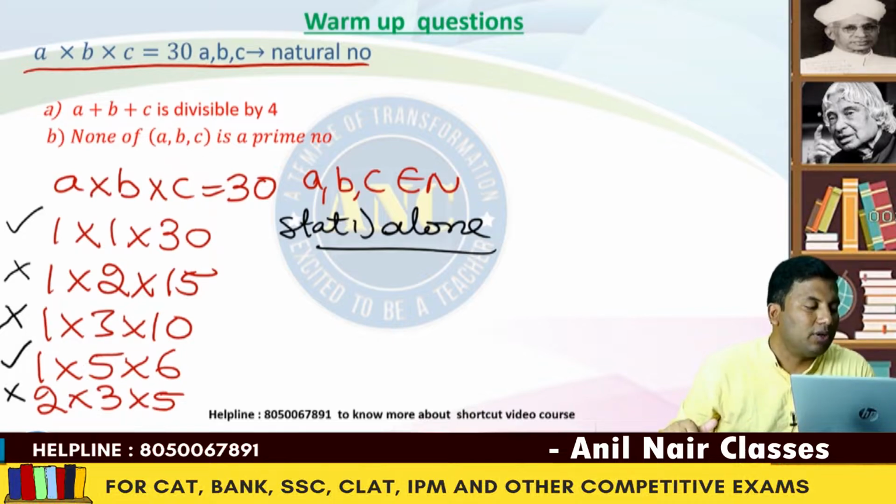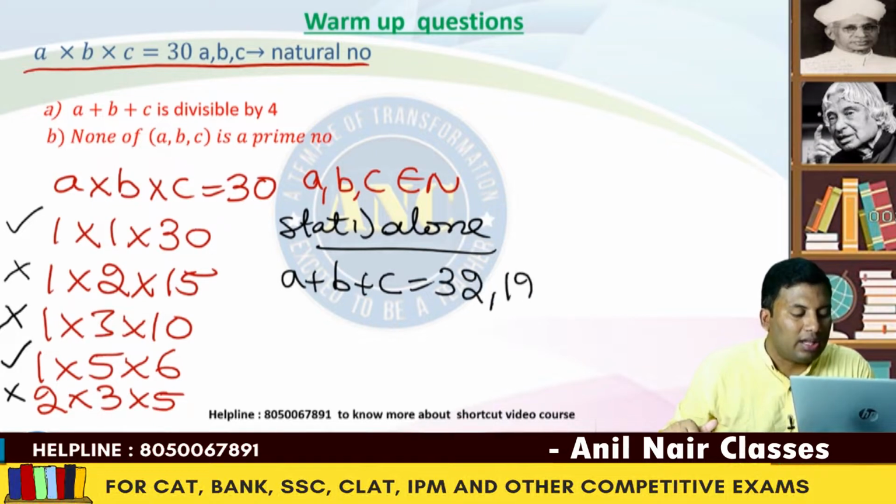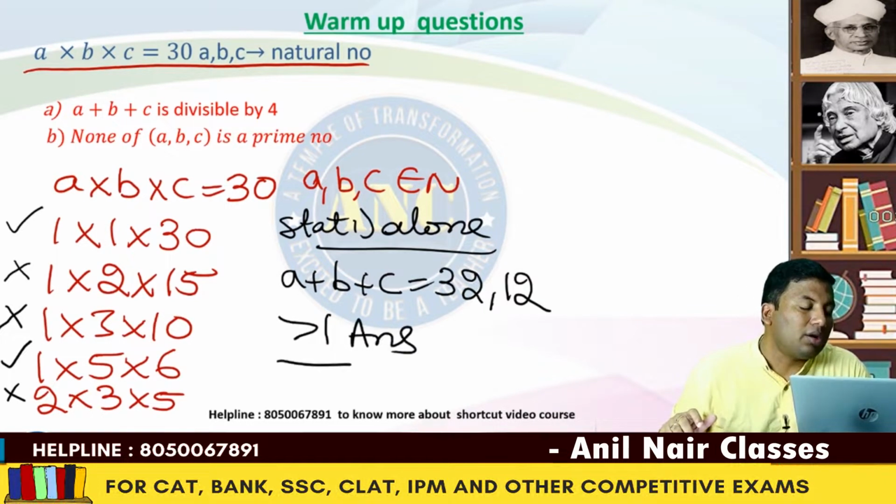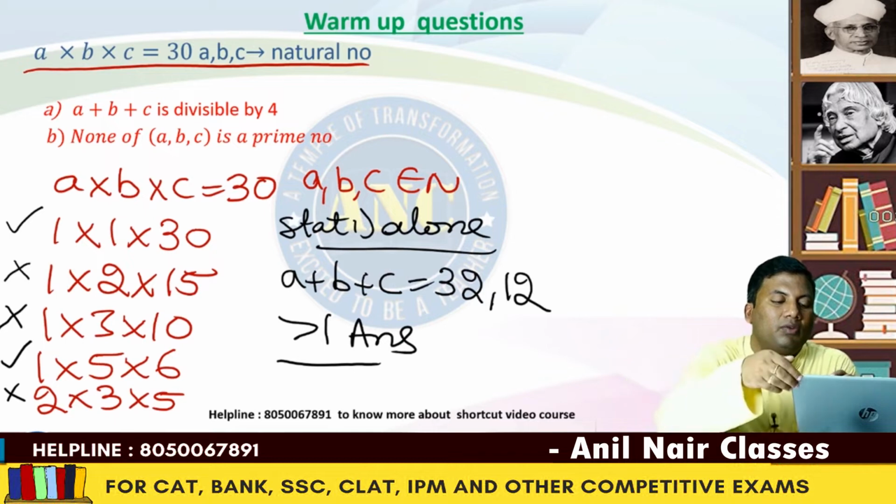These are not divisible. That means A plus B plus C, I got two values. One is 32, another is 12. I did not get a unique answer. I got more than one answer. If you got more than one answer for statement 1 alone, then you have to go to statement 2 alone.